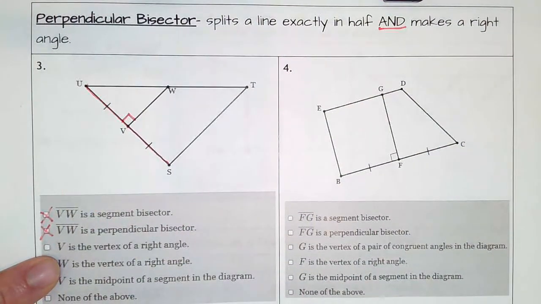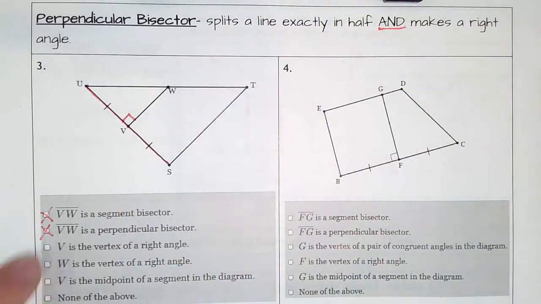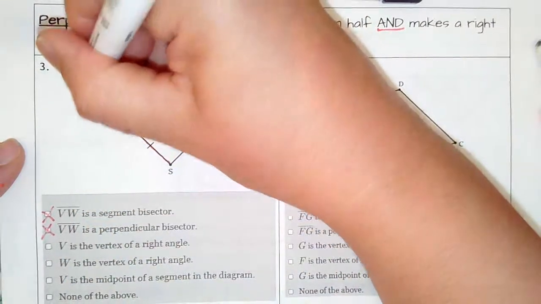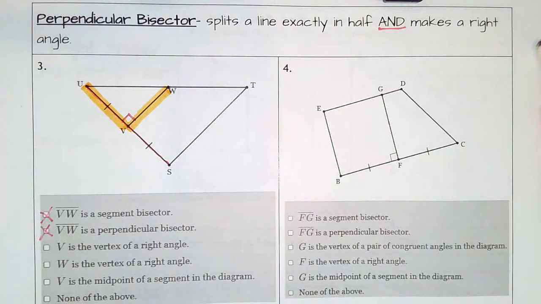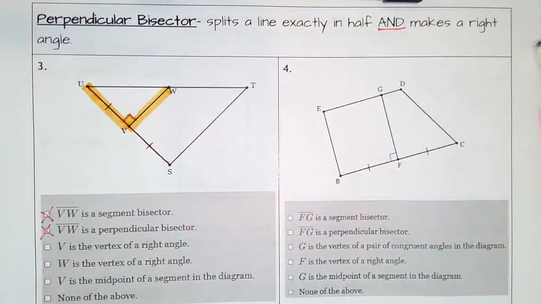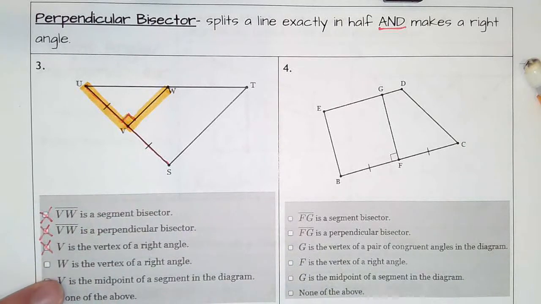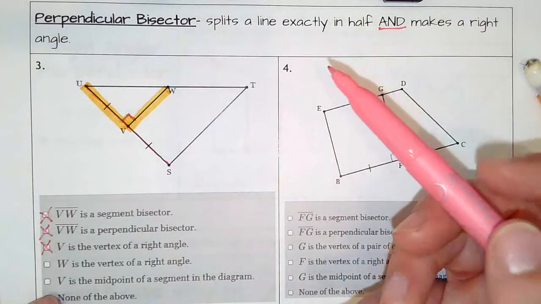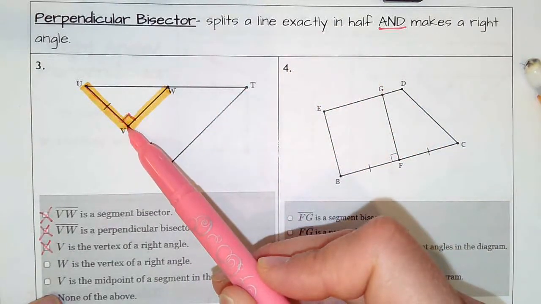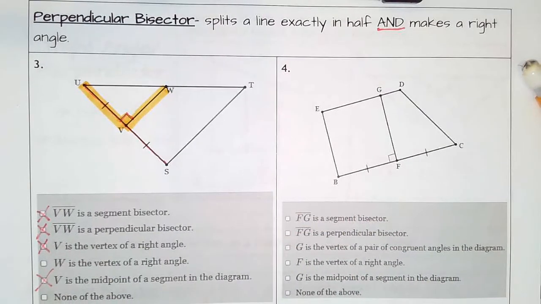V is the vertex of a right angle. So my angle would be right there. Here's my 90. So that's a yes. V is at the vertex. W is the vertex of a right angle? No. V is the midpoint of a segment. Is this in the middle of a line? Yeah, US. And obviously not. None of the above. Okay, so you can pause and try number 4.